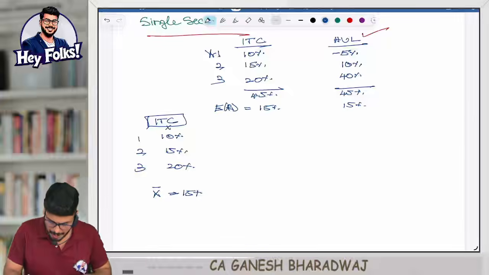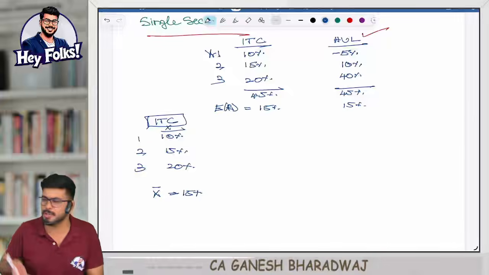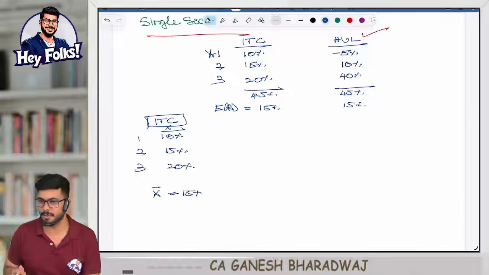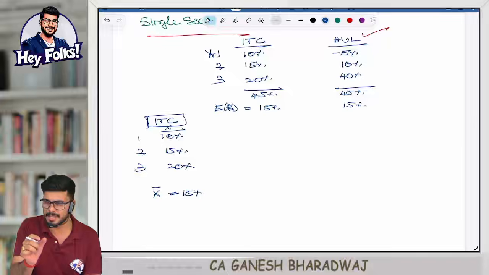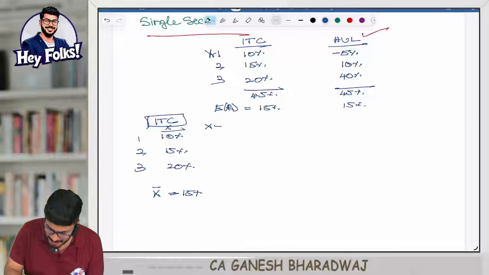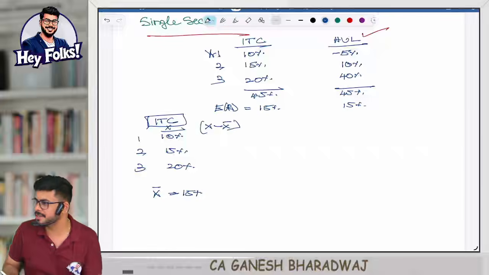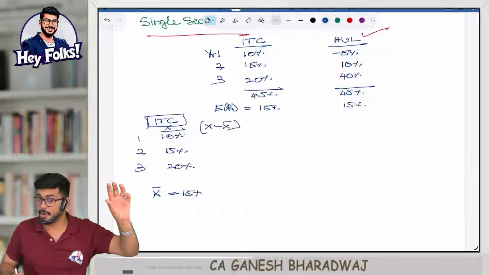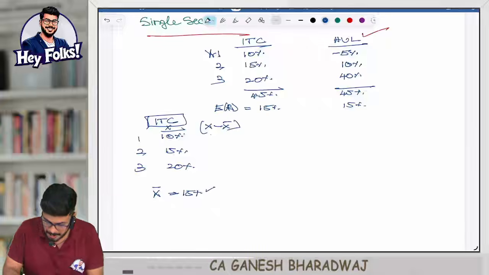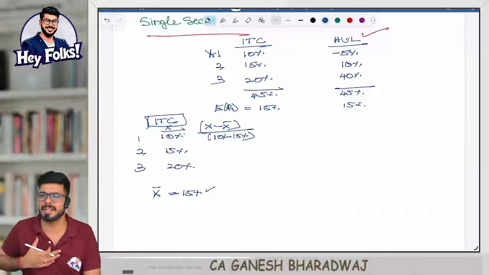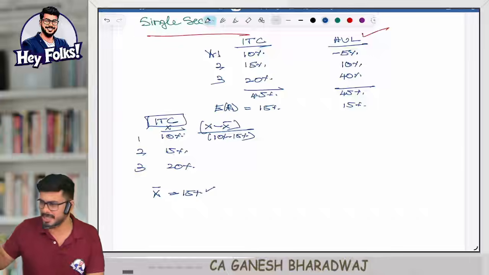Now, here I will call this X. X refers to the actual return in each of the 3 years. Now, for each year, can we find out by how much every year's return has deviated from its average? So, can I say X minus X bar? In year 1, how much was the return? 10%. But how much was my expected return? 15%. So here I can say 10 minus 15%. By how much it has deviated is what we are trying to calculate. Is that clear?